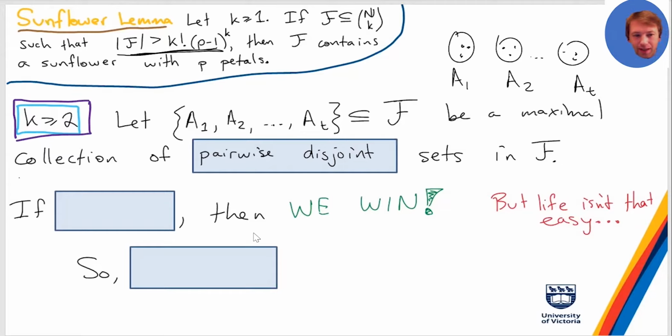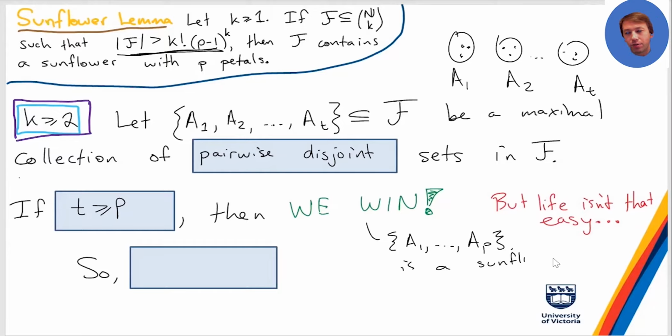Kind of related to that, if this T was at least P, or if there were infinitely many of them, or a large finite number of them, we'd be done, because we just say, okay, take A1 up to AP, and that's a sunflower. It's one of these degenerate sunflowers where they all have empty intersection. So it is a sunflower. It's one of these sad sunflowers. So we assume T is at most P minus 1.